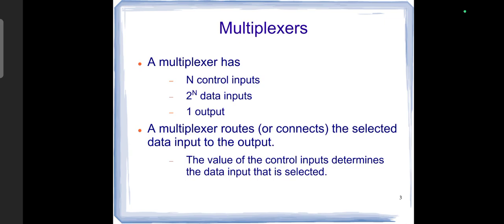Think of it like a railway station junction. Many railway tracks come towards the junction, but depending on the signal, only one track is connected to the outgoing track. Similarly, among several input signals, only one is connected to the output.